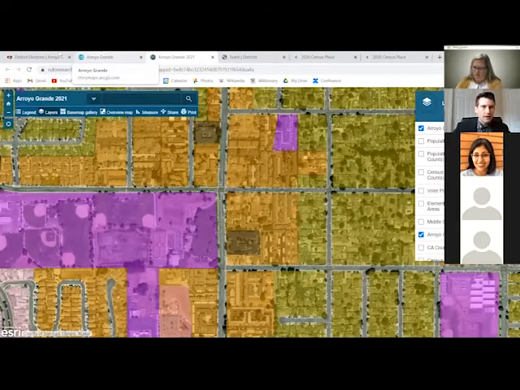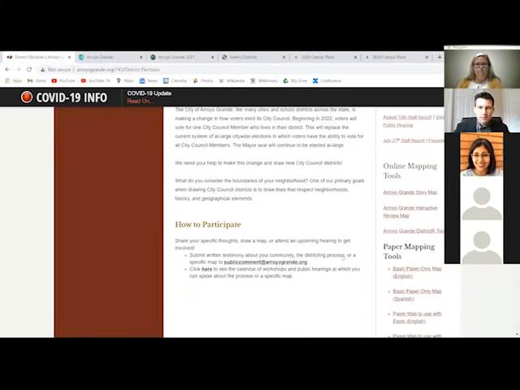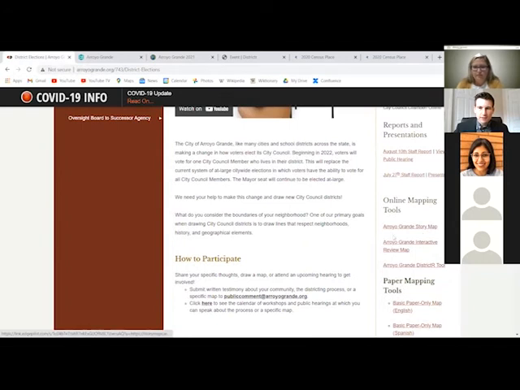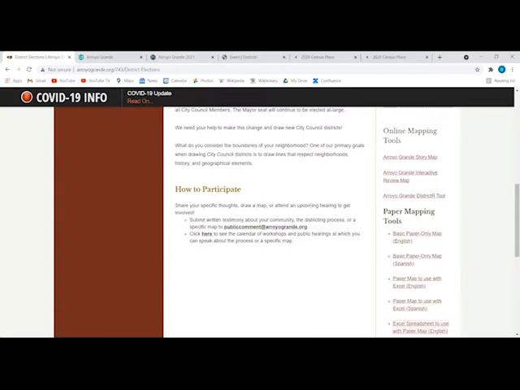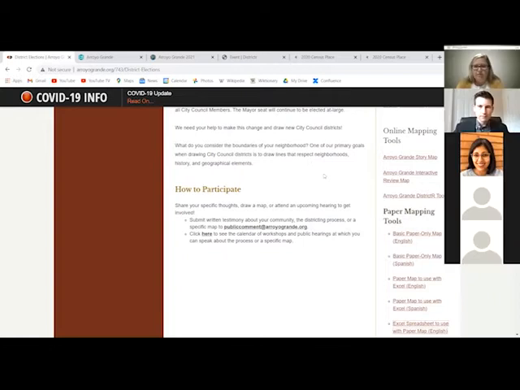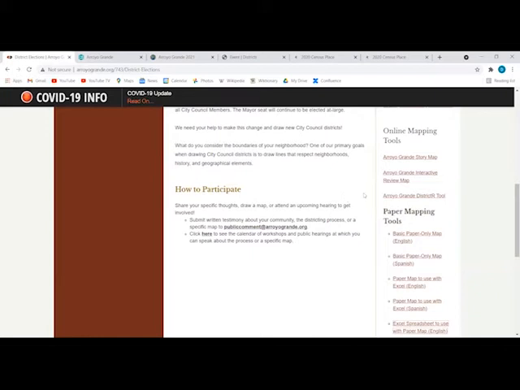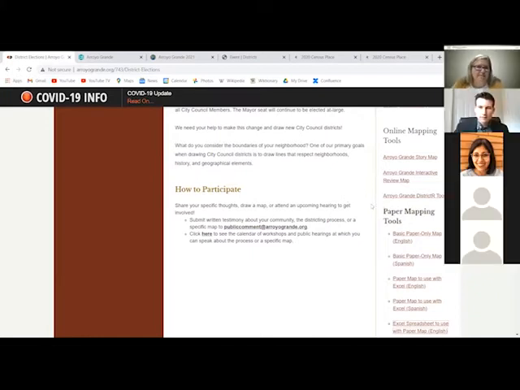So I'll pause here and see if there are any questions about the first of these tools, the story map and the interactive review map. If you have a question, you can raise your hand or just feel free to pop in and ask. Okay. Looks like no questions yet. Okay. So next I will show the paper mapping tools.